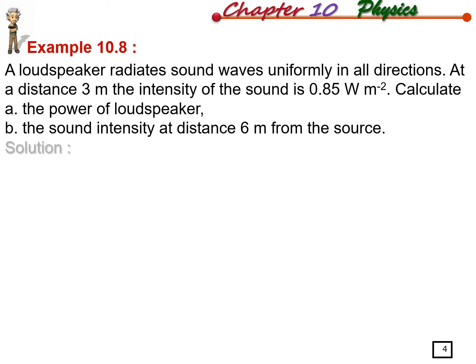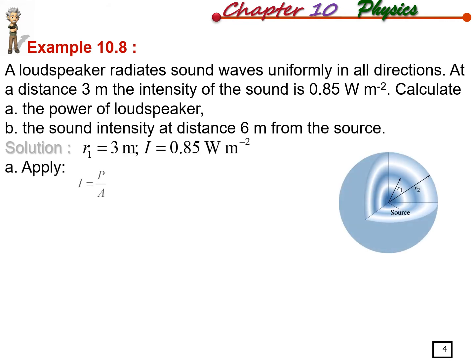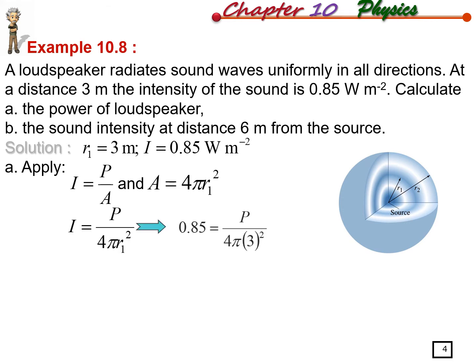So for solution A, we apply the equation of intensity, which is equivalent to power over area. Here the intensity is already given, and the area is the area of a sphere, which is equivalent to 4 pi r square. Now we are referring to the first distance, which is 3 meters, so we label it as r1, which is 3 meters. Replace in the values, intensity given, and therefore we can determine the power, which is equivalent to 96.1 watt.